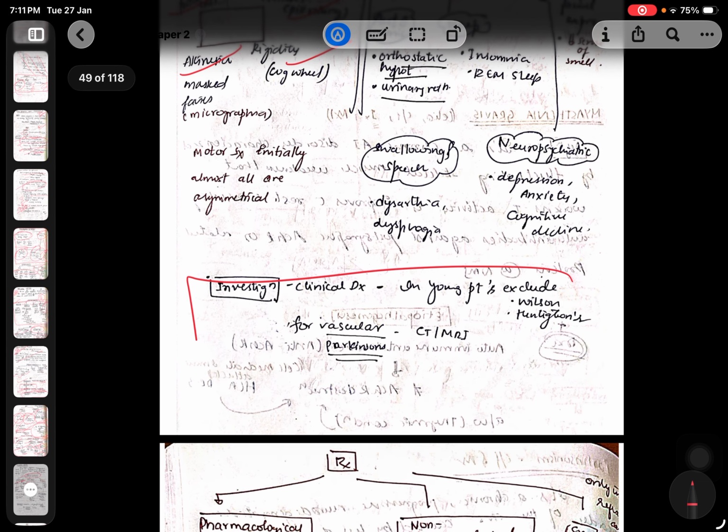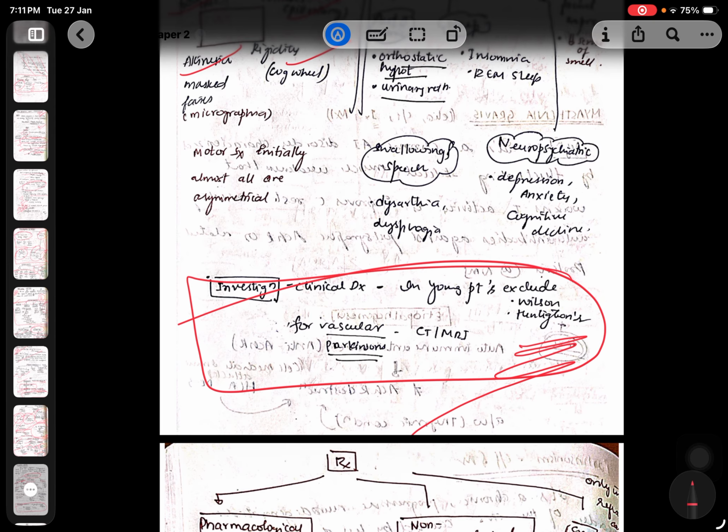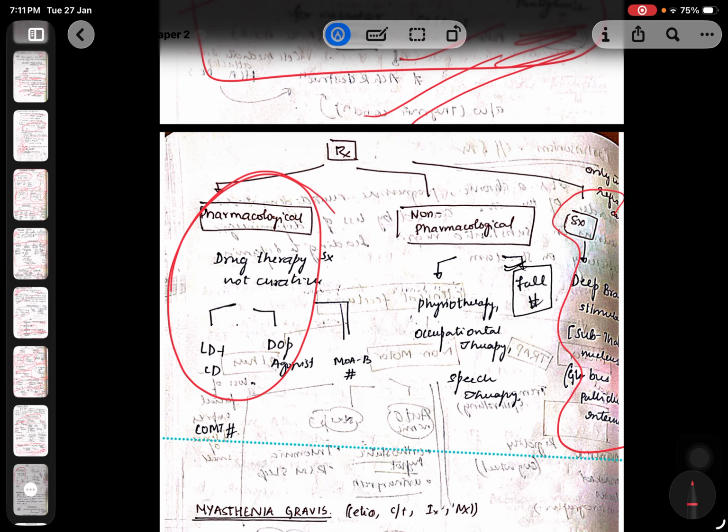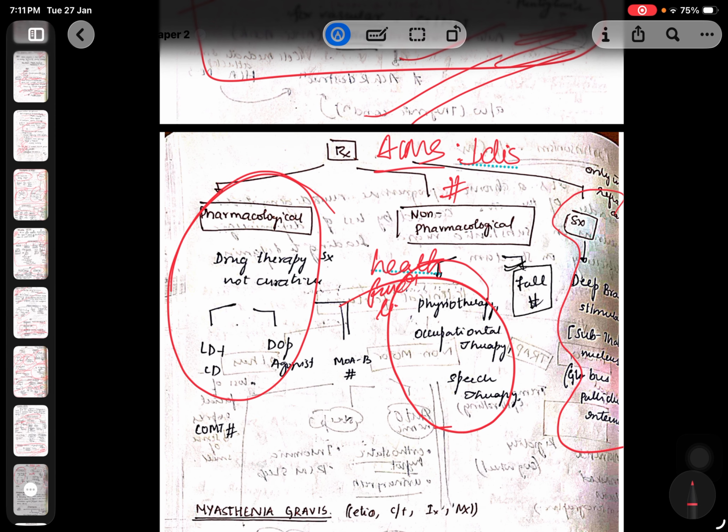And again, investigation is a clinical diagnosis. In young patients, you have to think of any other cause. So for that you do CT or MRI. In treatment, pharmacological, non-pharmacological, and if it's refractory, then you go for surgical deep brain stimulation. Okay, non-pharmacological, again, you're going to write the aims, that is to reduce the disease progression, to prevent complications, and to give a healthy, functioning life. For that, you go with physiotherapy, occupational therapy, or speech therapy to increase the functionality of the person.